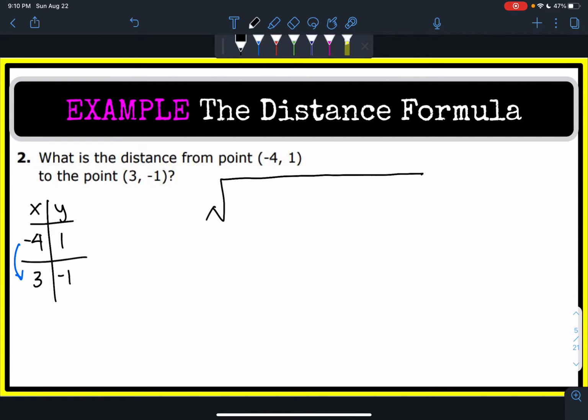So in the first parentheses, I want to get the second x value of -4 and subtract it by the first value of x1 and raise that to the second power. I am then going to add the difference of the y. So I'm going to subtract the second y by the first y, and that would be 1 minus -1. I'm going to raise that to the second power. So our distance would be the following.